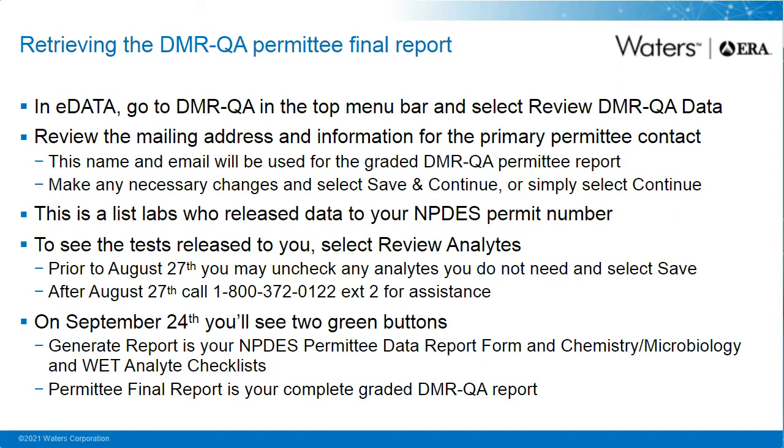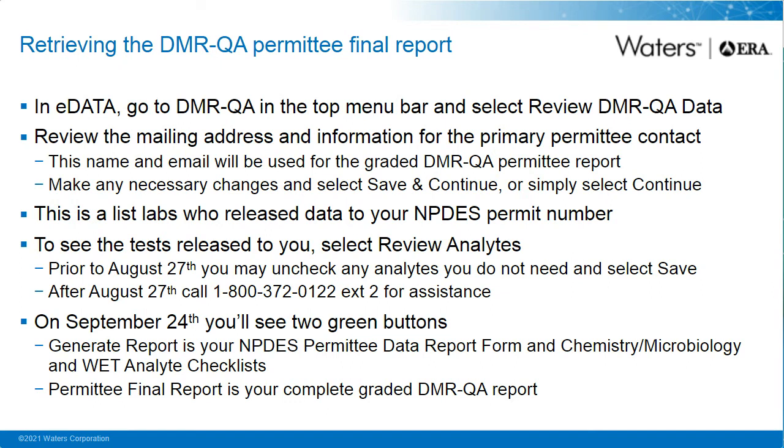Otherwise, just select Continue. The next page you'll see will show the status of all labs who released data to your NPDES permit number. You can even see the list of those tests by selecting Review Analytes. And up until August 27th, the close of DMR-QA 41, you can uncheck any analytes you do not need and select Save. Shortly after that date, give us a call and we'll see if we can still keep the results off of your report. But if not, that's okay.